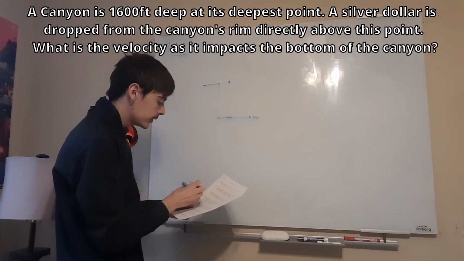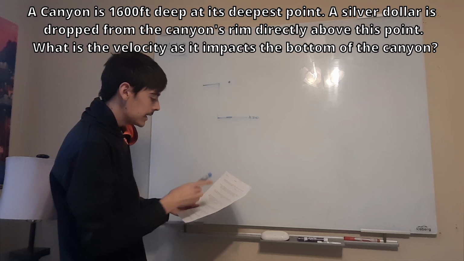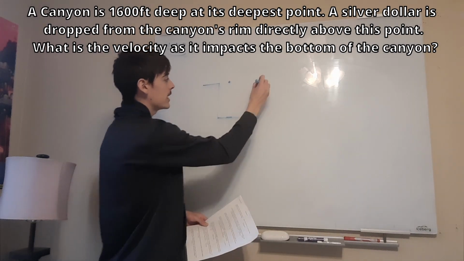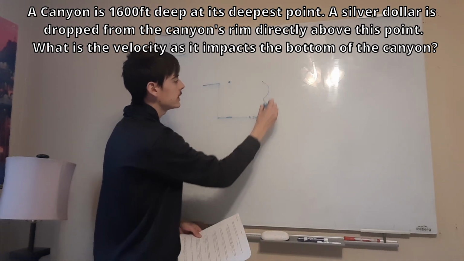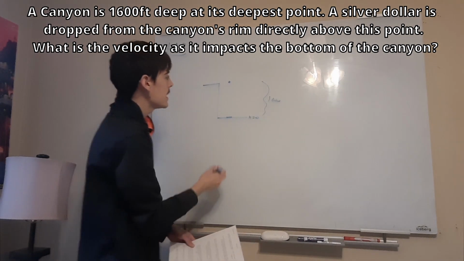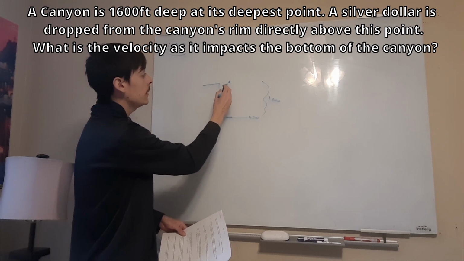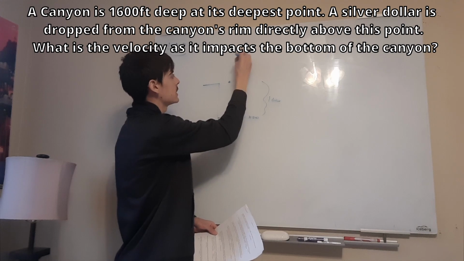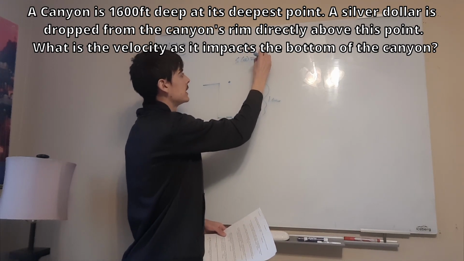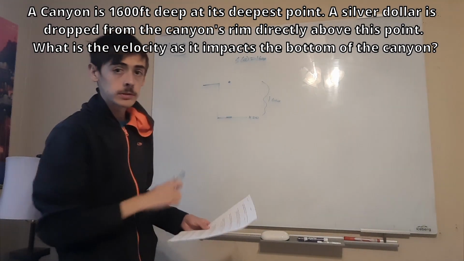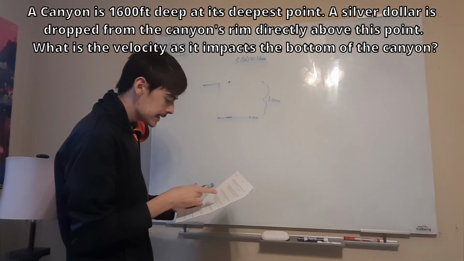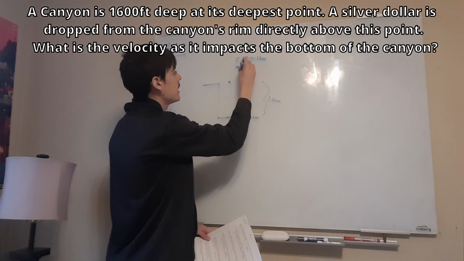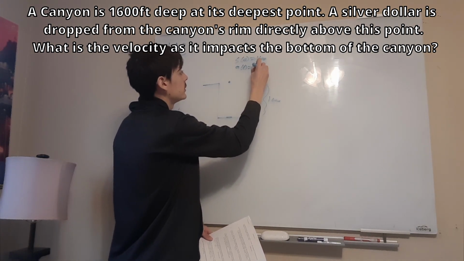And so because of that, if we continue reading with all our information, it says that the canyon is 1,600 feet deep at its deepest point. So that means this whole height is 1,600. And because this is where the silver dollar is dropped, this is where it starts, we can get that s of 0 is equal to 1,600. So that's the first of the points we need. And because it's feet, we can also get our acceleration. A of t will equal negative 32.